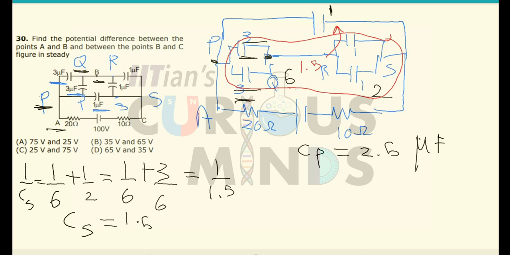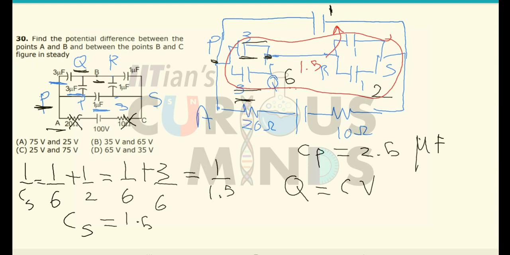So what will be the voltage? The voltage will be very simple. In order to calculate the voltage, let us first find out the total charge. The total charge is equal to C into V. Now over here, if all the capacitors are fully charged, then these 2 resistors will not play any role over here. There will be no current flowing through the resistors once all the capacitors are fully charged.